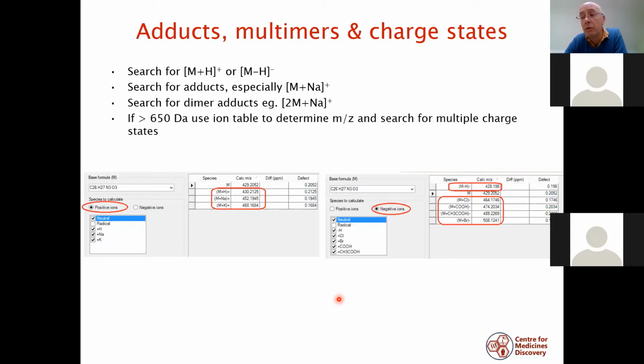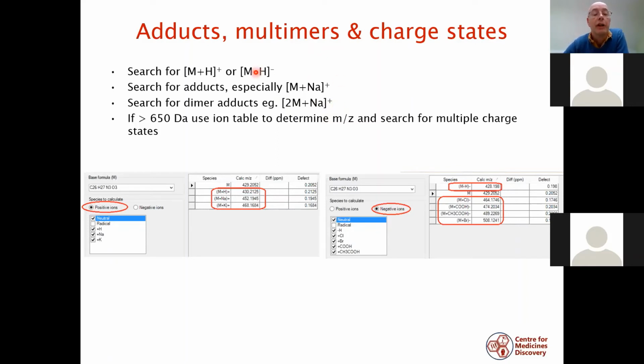It's 22 rather than 23 because the sodium adduct is loss of a proton and addition of a sodium ion. You can also see this. So this is a dimer. So it's a singly sodiated dimer ion. You can see variations in that. You may also see potassium ions.